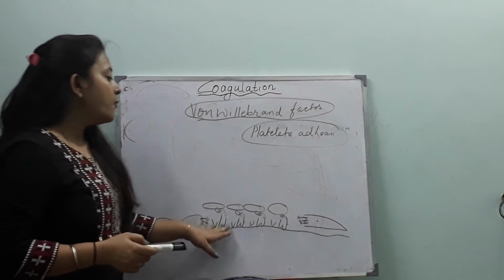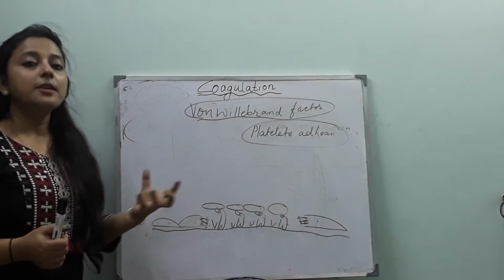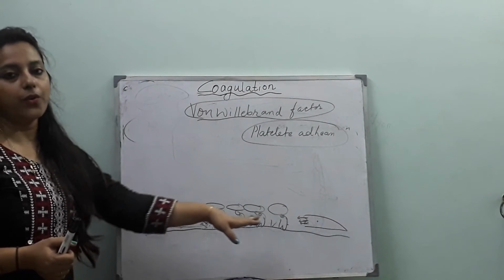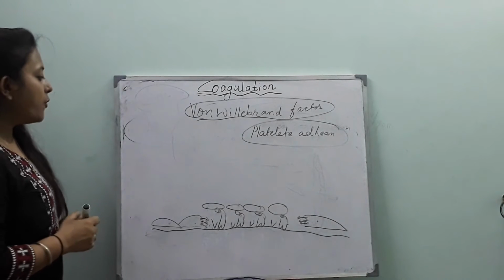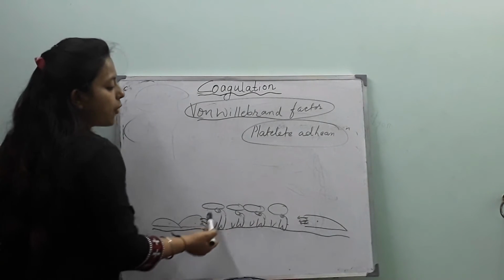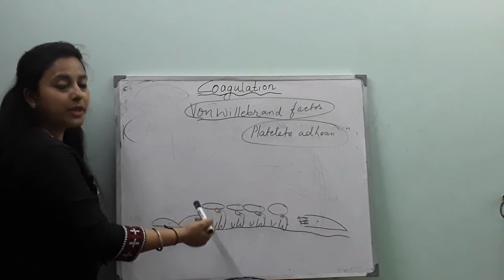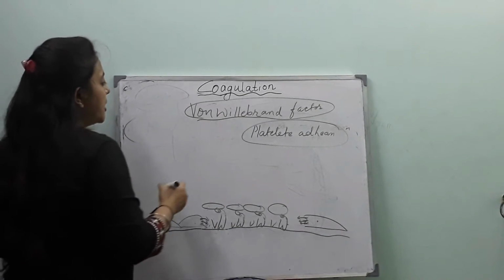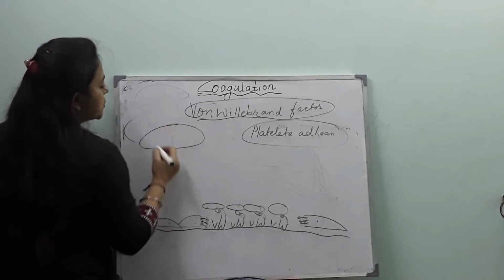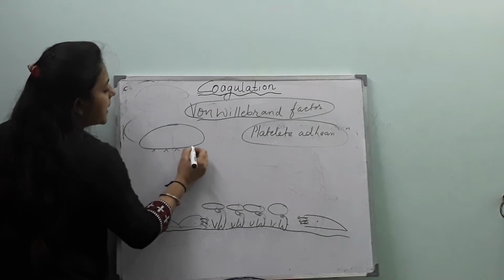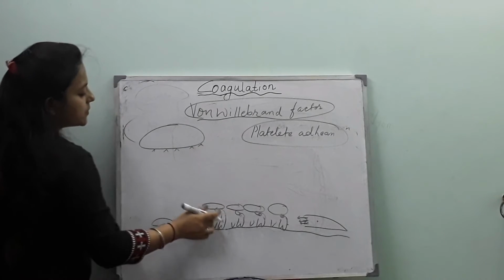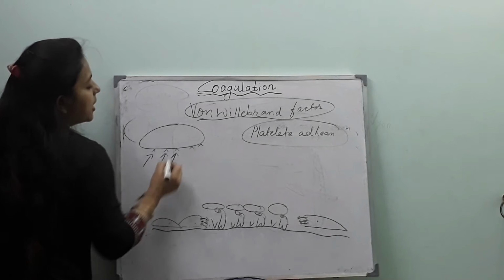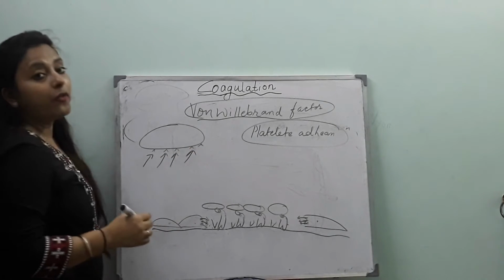In this way, von Willebrand factor hooks with platelets, and it acts as a glue over the exposed or damaged surface. Now what happened? What is the purpose of the attachment or clumping of these platelets with this von Willebrand factor? We have discussed in our previous video that we have so many receptors around platelets, and this von Willebrand factor stimulates this platelet to perform its function.